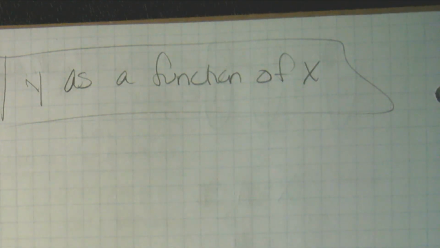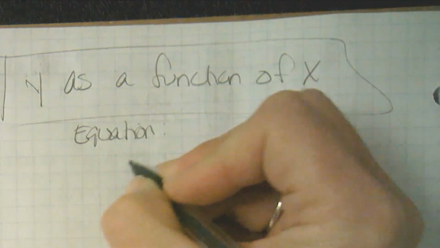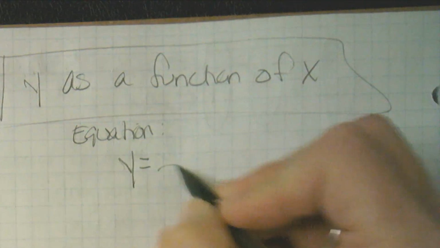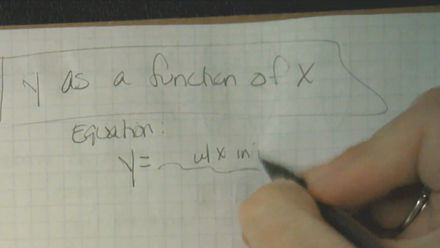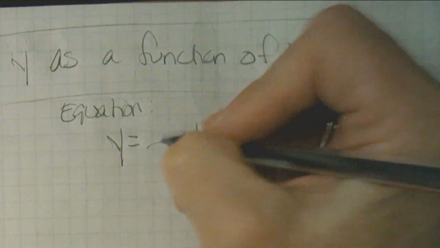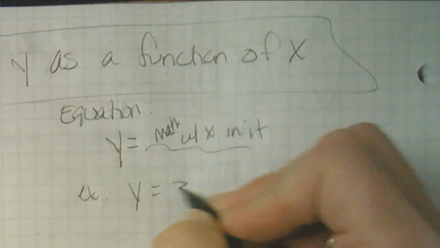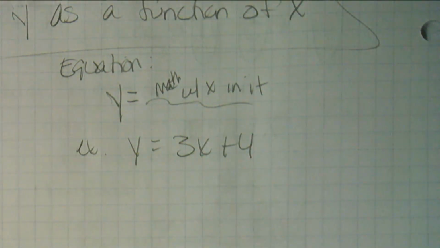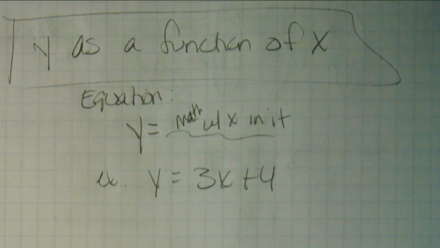This phrase we're going to talk about a lot when we get into linear equations, specifically slope-intercept form. What this means is that we're going to have an equation that says y equals, and then math with some x in it. An example of that might be y equals 3x plus 4. So that's what y as a function of x means. That means write an equation y equals something with our variable x in it. Are you guys cool with what that phrase means?